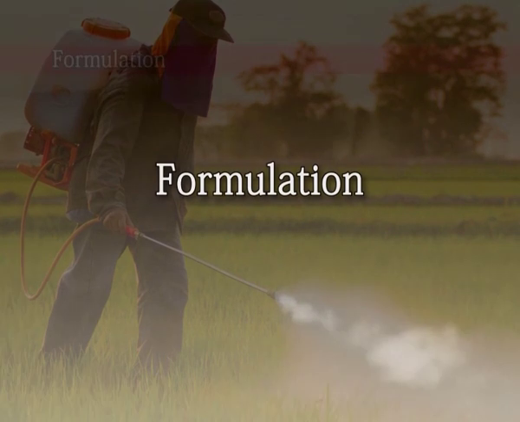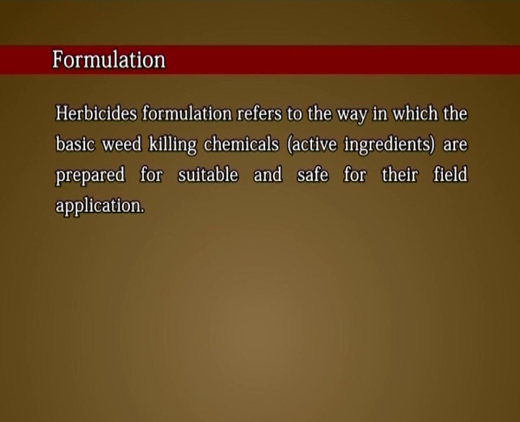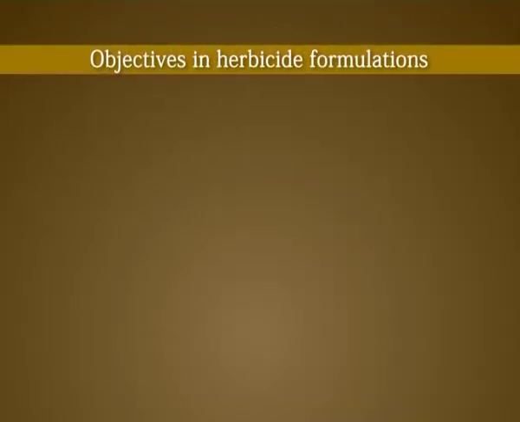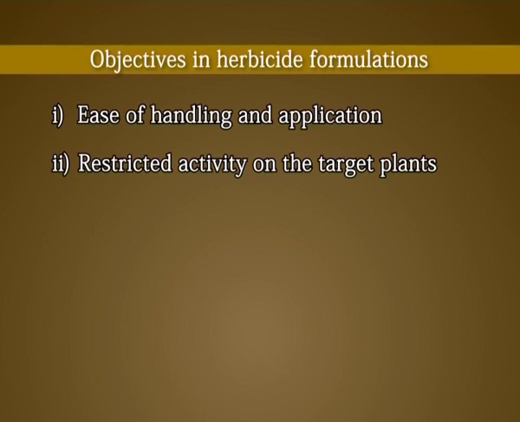Next is formulation. Herbicide formulation refers to the way in which the basic weed-killing chemicals, that is, active ingredients, are prepared to be suitable and safe for field application. Herbicide formulation is prepared by blending the active ingredient with substances like solvents, inert carriers, surfactants, stickers, stabilizers, etc. Objectives in herbicide formulation are: number 1, ease of handling and application; number 2, restricted activity on the target plants.